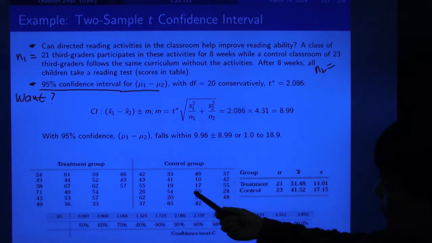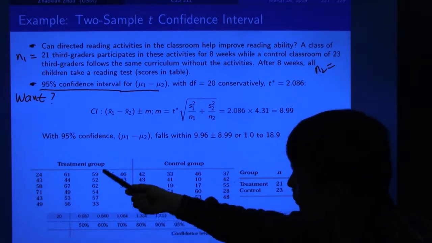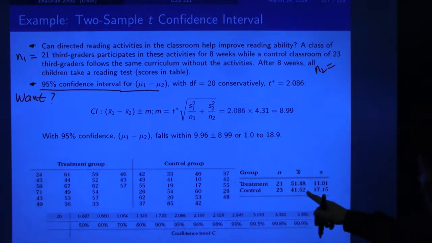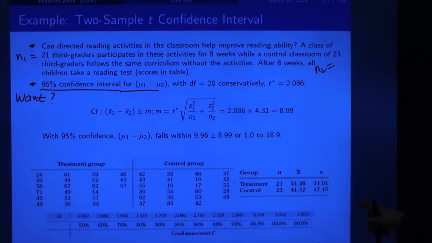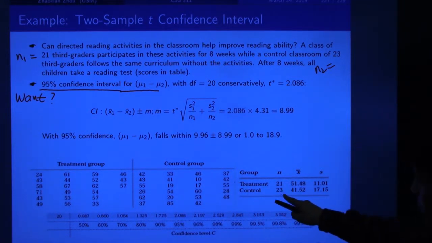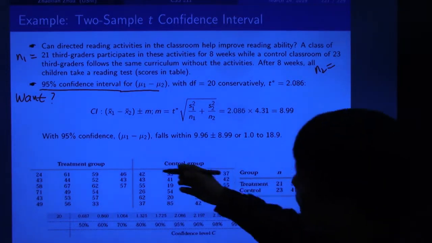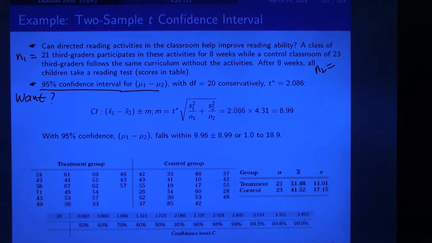For the first sample, we are given 21 numbers, so N1 equals 21. The mean of these numbers equals 51.48, and the standard deviation of the first equals 11.01. For the control group, the size equals 23, the mean equals 41.52, and the standard deviation equals 17.50. So we have all the numbers we need to calculate the confidence interval. In addition, we know C equals 95%.